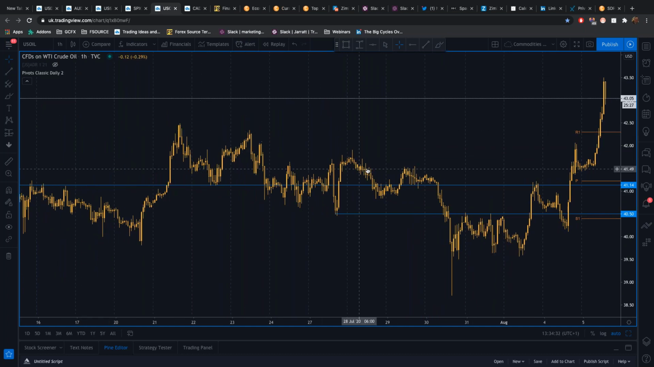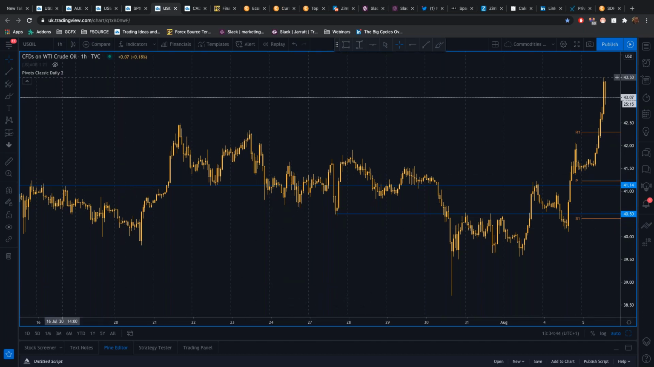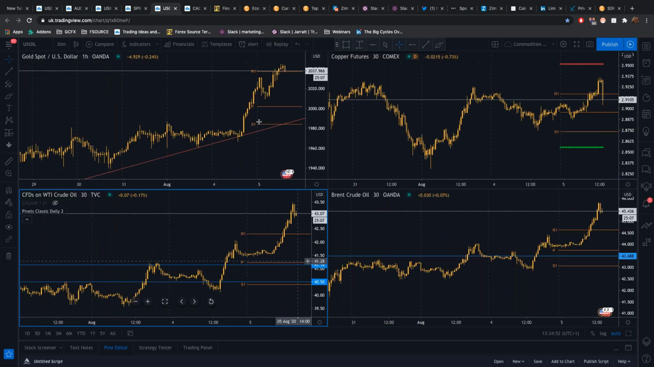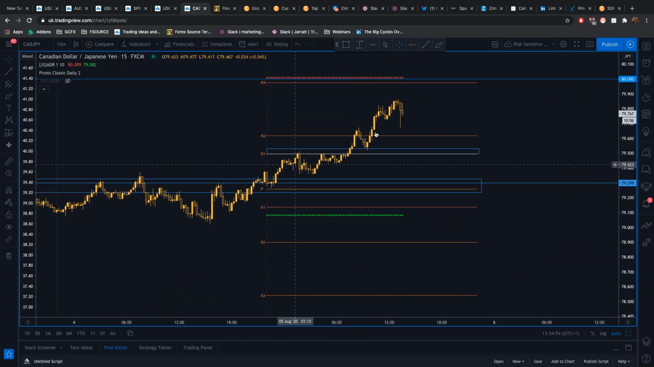Now, with that strong breakout to the upside, of course, oil is highly correlated to the Canadian dollar. And when we see strength in oil, we also see strength in the Canadian dollar. So anytime you're trading the Canadian dollar, make sure you have an idea of what's going on with the oil market. So that's been the first reason for the Canadian dollar strength. The oil market has been rising.